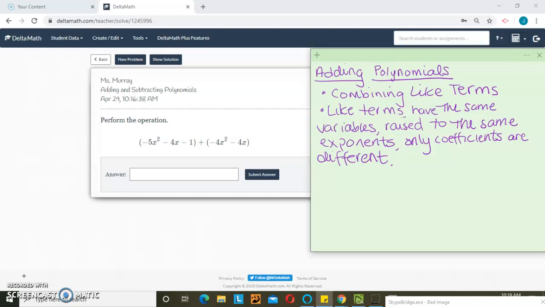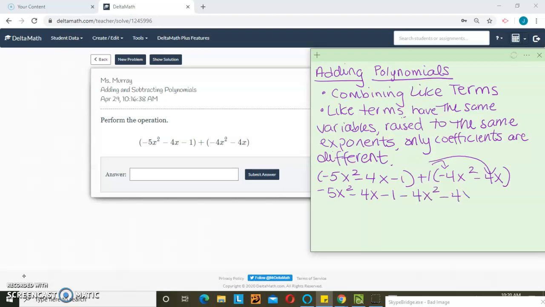So let's look at the first example. I have negative 5x squared minus 4x minus 1 plus negative 4x squared minus 4x. Now really, we could say that there's a 1 sitting outside of that parenthesis, and we could distribute that 1 through, but 1 times anything is just itself. So it's not going to change anything in the parentheses, so we actually can take those parentheses off, because the one that we would distribute in is not going to change the numbers or the signs. Okay, so I have one long polynomial.